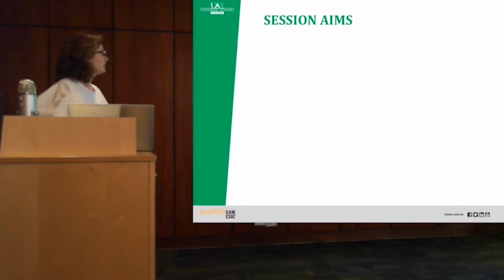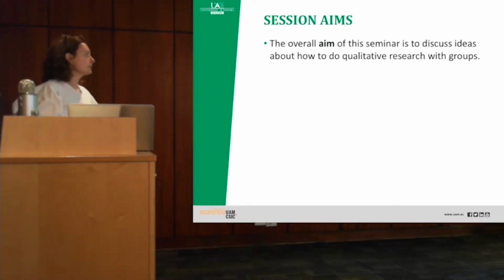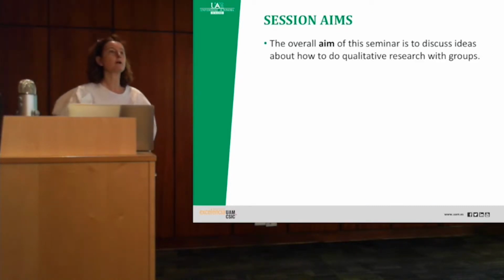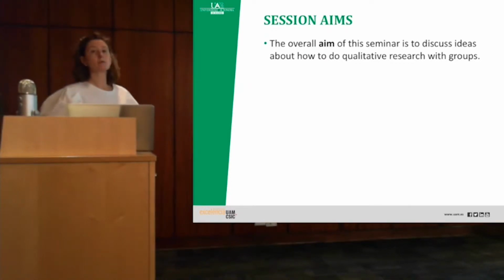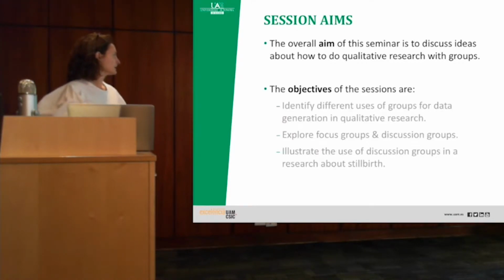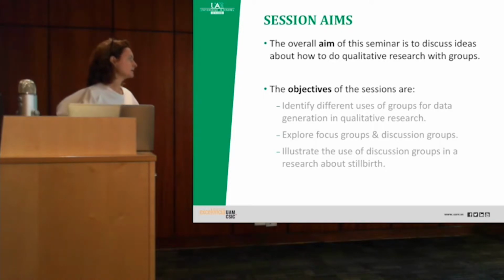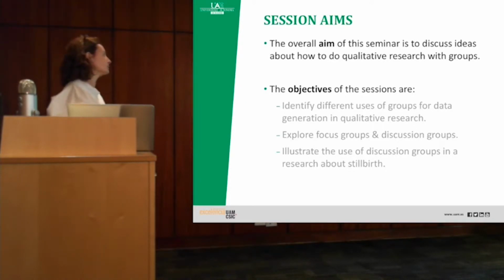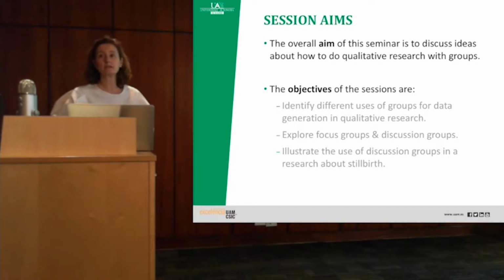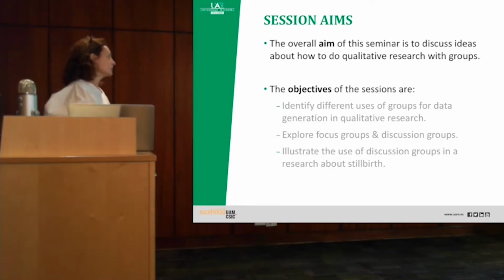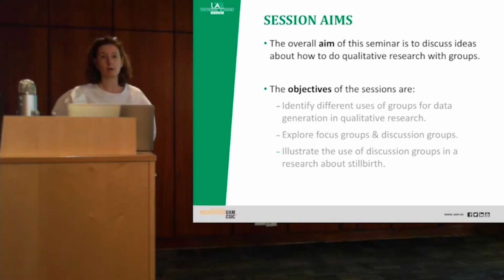So this session has some aims. The overall aim of the seminar is to discuss ideas about how to do qualitative research with groups, but we are going to follow some of these objectives in this session. We are trying to identify different uses of groups for data generation in qualitative research, also to explore mainly focus groups and discussion groups. And finally, we want to illustrate the use of discussion groups in research about stillbirth.